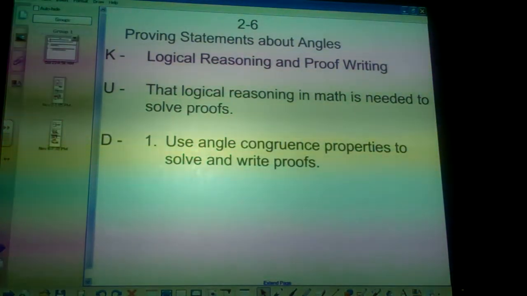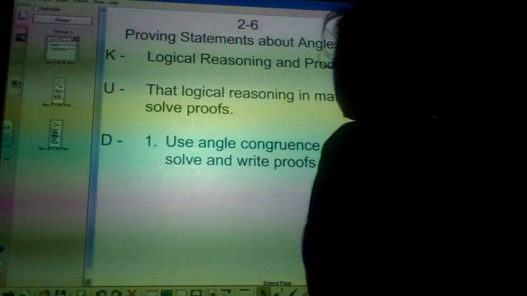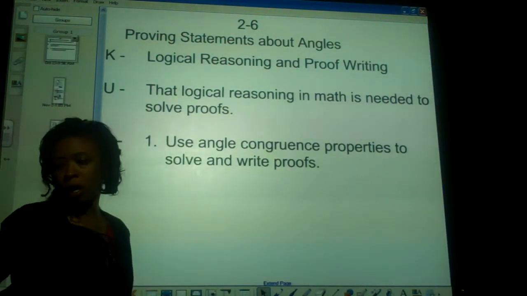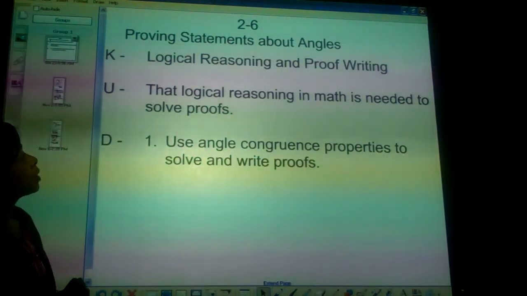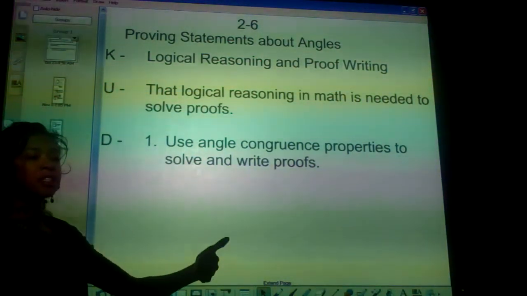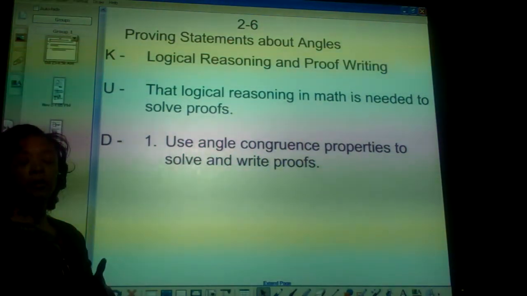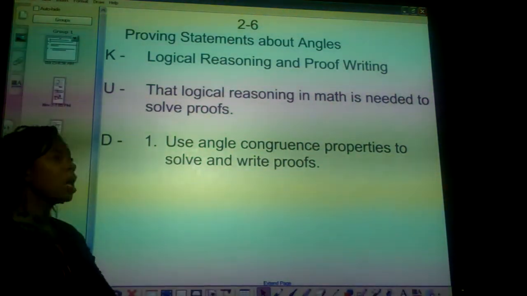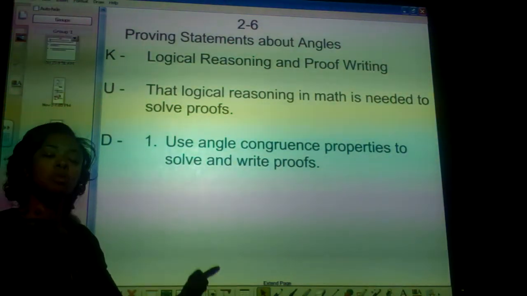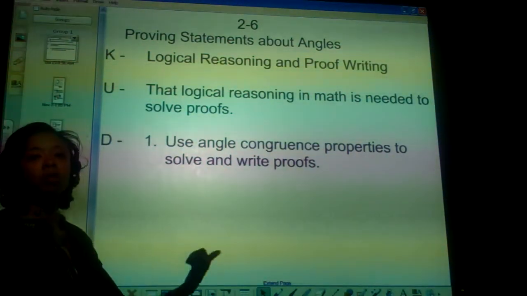This is chapter 2-6, proving statements about angles. In chapter 2-5, we proved statements about segments. This time it's just about angles. The reflexive property, AB is equal to AB. Now it's going to be dealing with angles instead of segments. So angle A will be equal to itself, angle A.